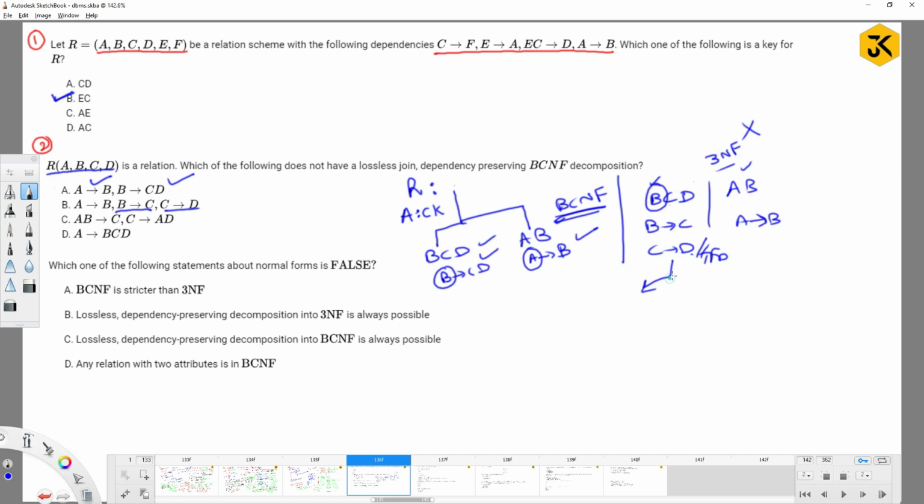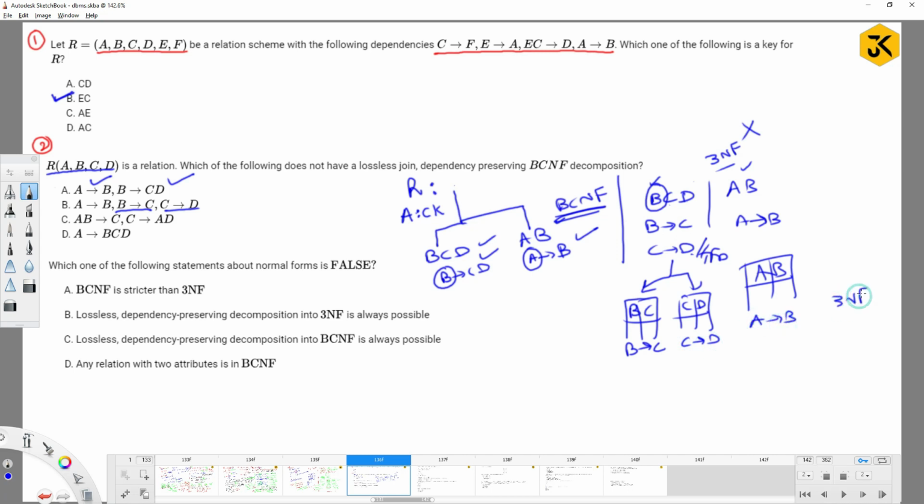Again split this table into multiple tables. So you have to split as BC, CD, and this relation as usual AB. Right? Now try to check. This is B determines C. This is C determines D. This is A determines B.